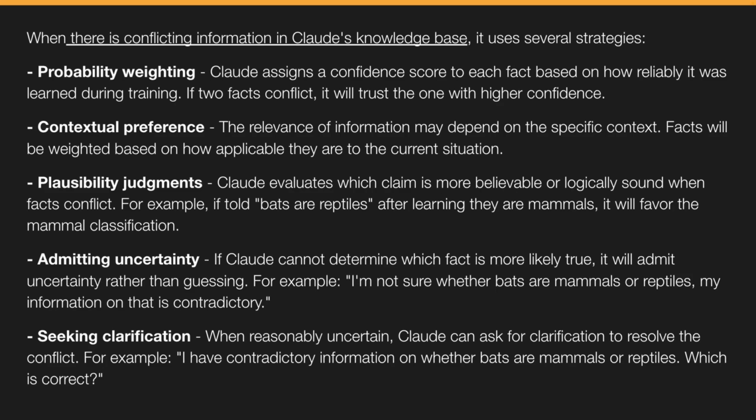And the third one that is really interesting is plausibility judgments. These are strategies used by Claude where it evaluates which claim is more believable or logically sound when it comes to facts conflicting. For example, if told bats are reptiles after learning they are mammals, it will favor the mammal classification.